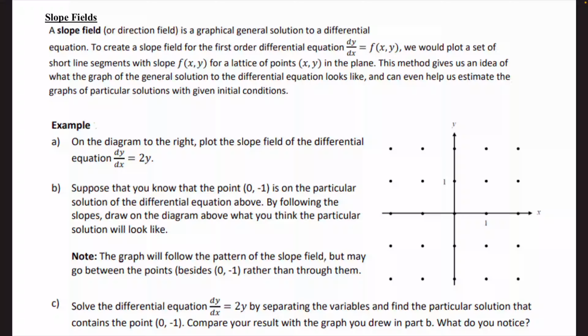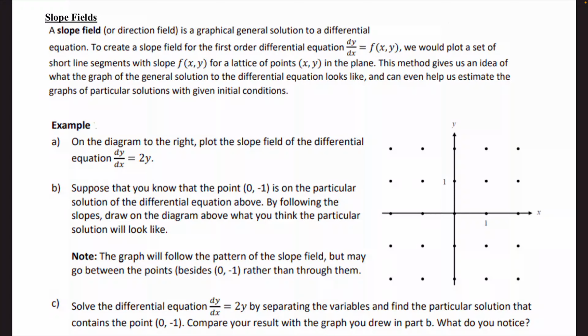The slope fields do kind of look crazy. It's one of those things like, what is it? What does it do? So what a slope field is, is a direction field, right? Isn't slope another word for direction?